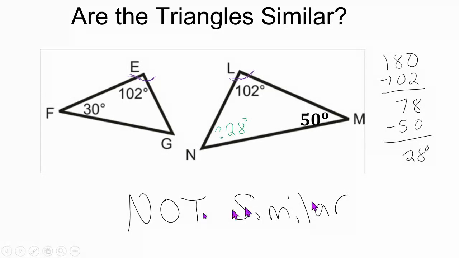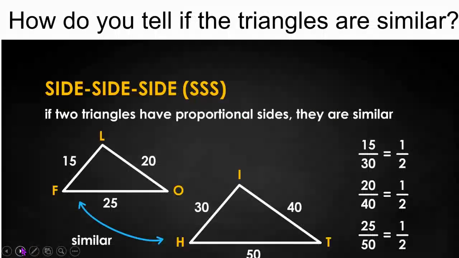Okay? All right, the other way of determining whether or not triangles are similar is looking at their sides. So remember, the corresponding sides need to be proportional. So basically what it's saying is, if we take this side, LF, that's 15, and put it over its corresponding side of 30, we can reduce that to 1/2. Then if we take this side, which is 25, and put it over this side, 50, oh, I did the bottom one. Oh, well. That is also 1/2. And then 20 divided by 40 is also 1/2.